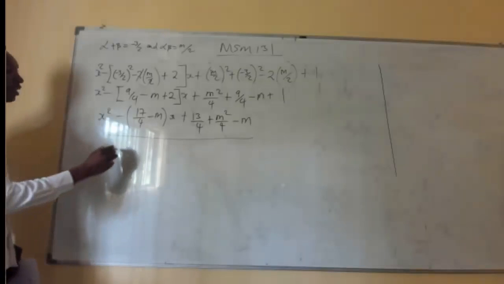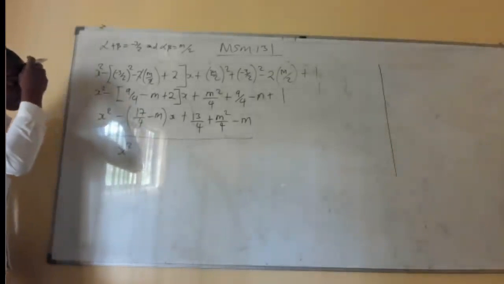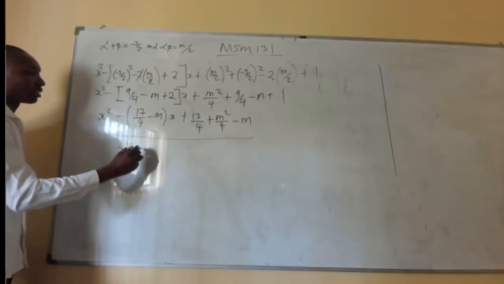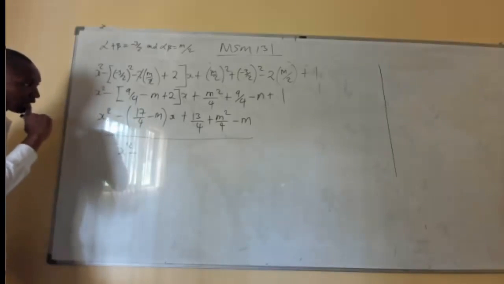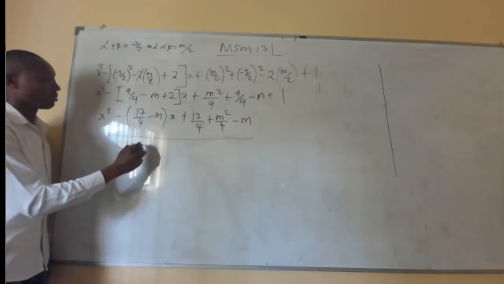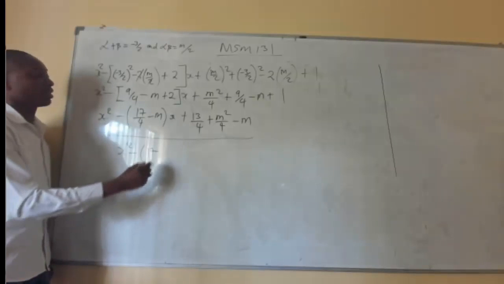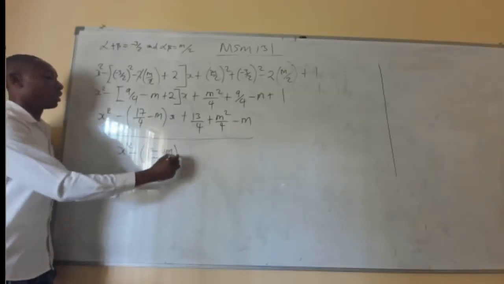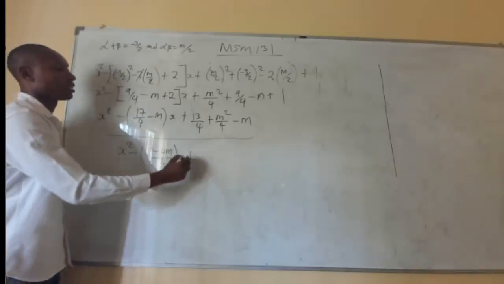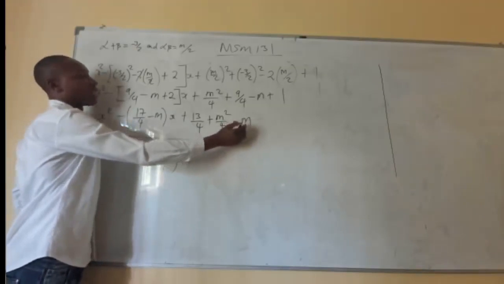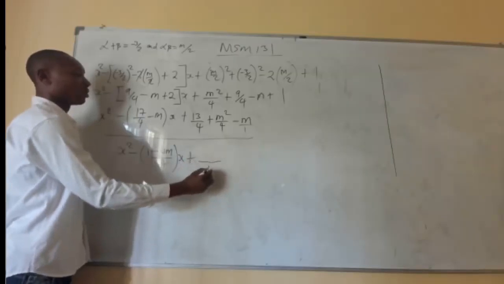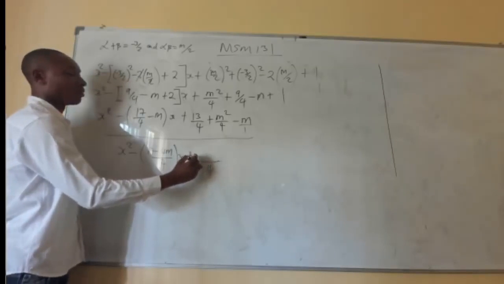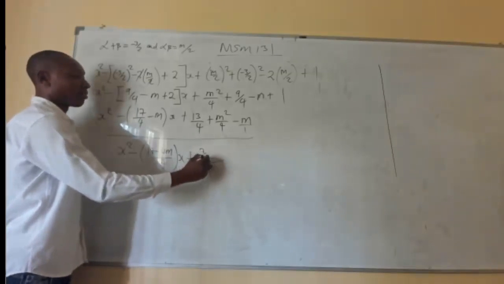Now we can go a step further if we want to simplify it further. So we can actually say 4 times m is 4m. So this is the same as 17 minus 4m over 4x, then plus, the common denominator here is 4. So we have 4, right? Then we have m squared minus.